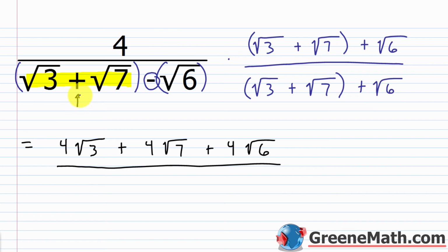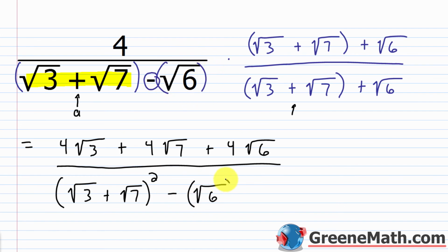I can take this and multiply it by this. So in other words, I can take this first part, or what we labeled as A, and I could square it. So I could have the square root of 3 plus the square root of 7 squared. Then I could subtract away this second guy, which is the square root of 6 squared. Right? I could treat it again, just like this was A and this was B. So if I had A minus B times A plus B, again, that's what I would do. Right? That's my special products formula. No different here.